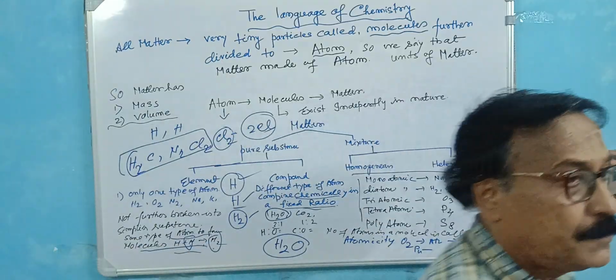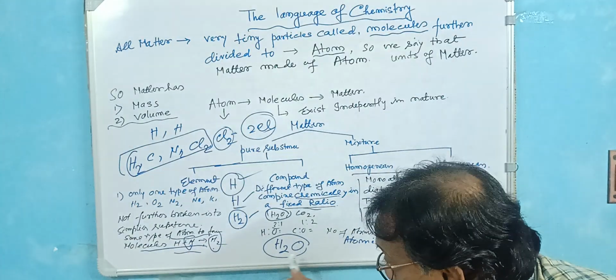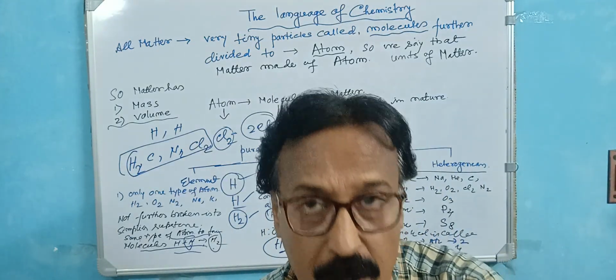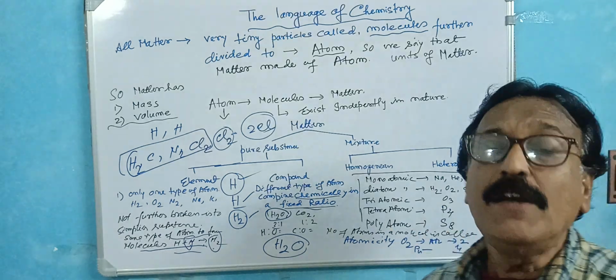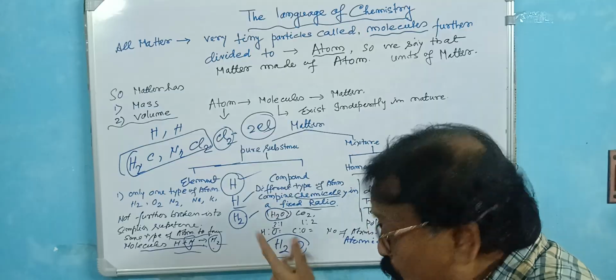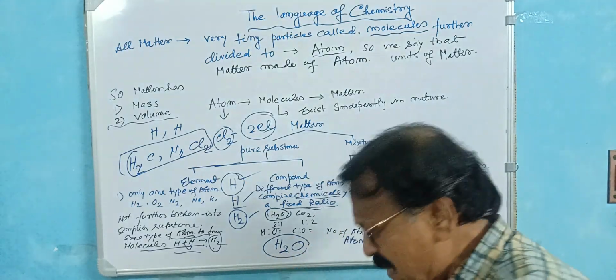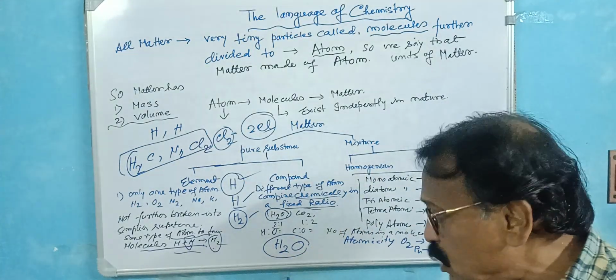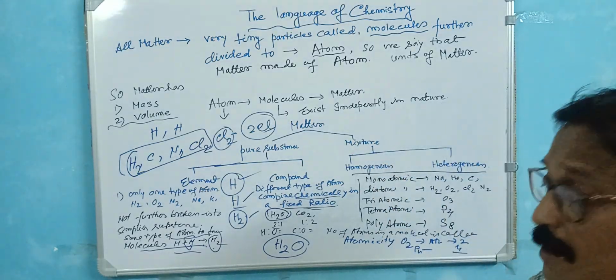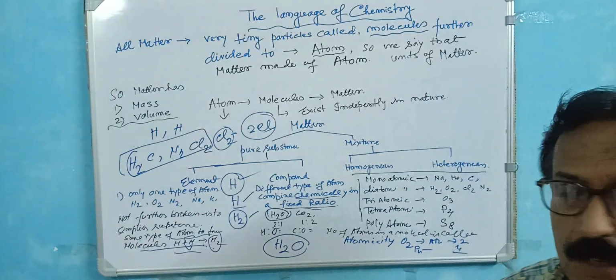Water is a compound. This is not called an element. Element means only one type. That is a very important thing. An element is always one type of atom. But in the case of H2O, H and O are two types of atom. That is a compound. That is called H2O, water molecules. One water molecule, but here two types of atom: one is hydrogen, one is oxygen.